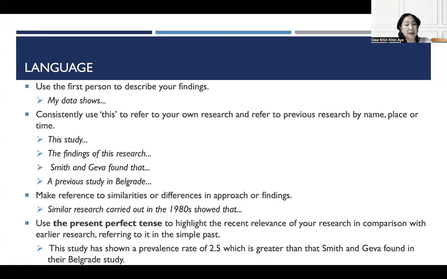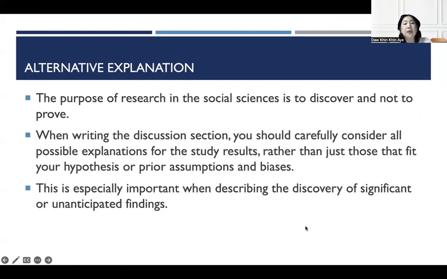Look at it. This study has shown, present perfect, a prevalence rate of 2.5, which is greater than that Smith and Gilbert found in their study. Okay. Now, whenever you indicate the alternative explanation, right? The purpose of research in social science is to discover and not to prove. Okay, for those who are in social science, our purpose is to discover.